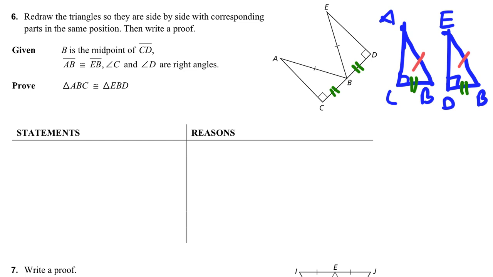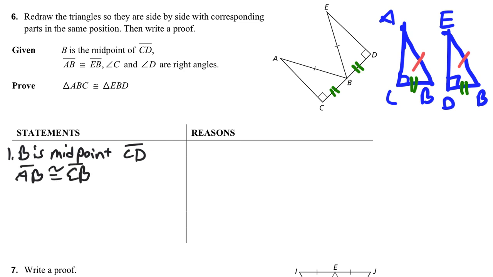So let's go ahead and write this proof here. So the first thing is we have our given. So B is midpoint of CD, AB is congruent to EB, and angle C and angle D are right angles. I'm shorthanding here for the sake of time, and this is all of our given.